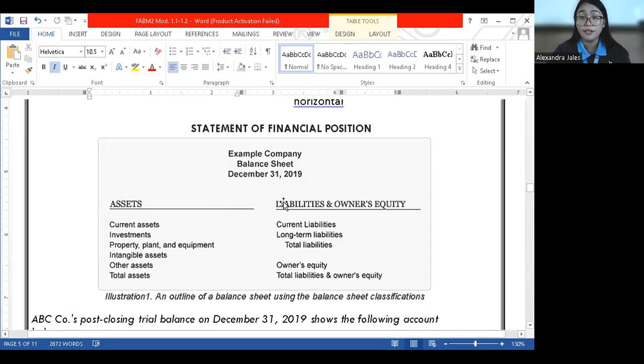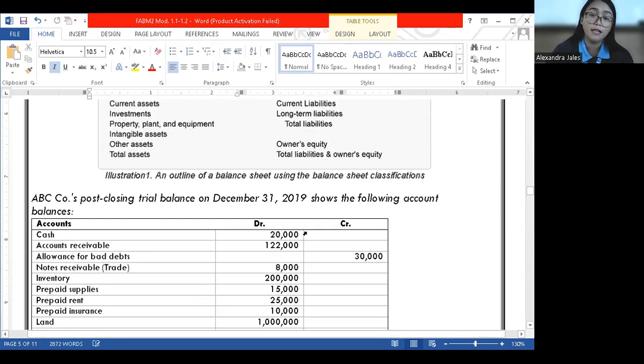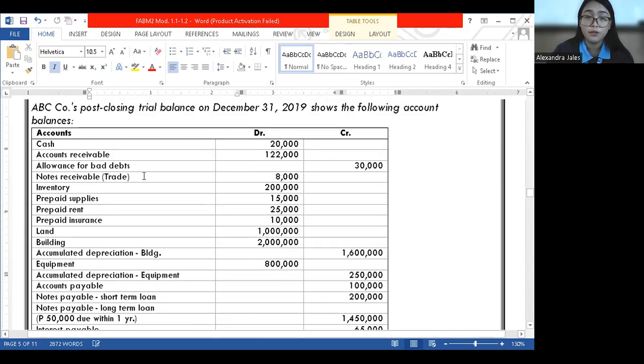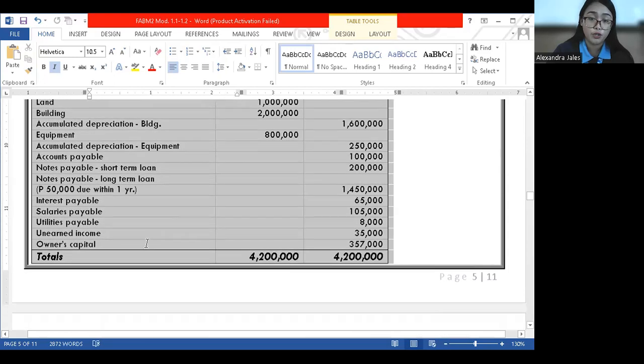We also have here liabilities and equity. On the right side, we have liabilities and owner's equity. Take note of that. And we also have here the following trial balance. So you have to use this trial balance for our preparation. These will be the accounts we are going to use.